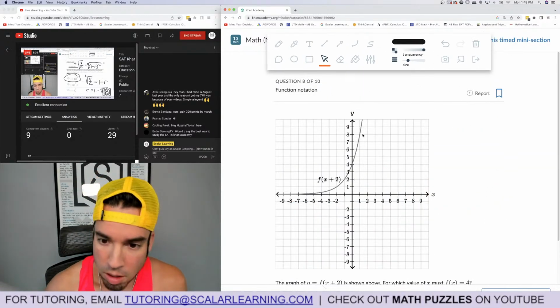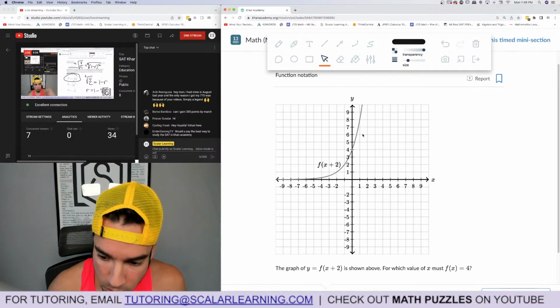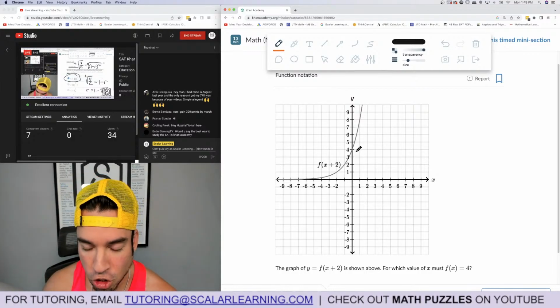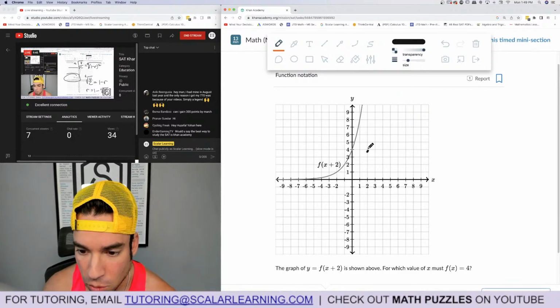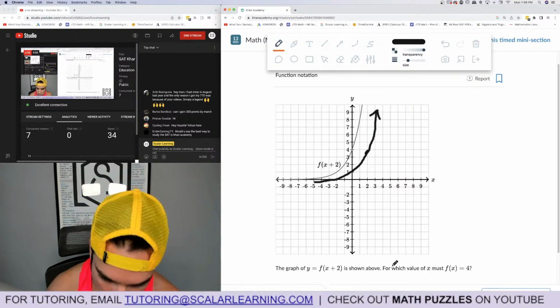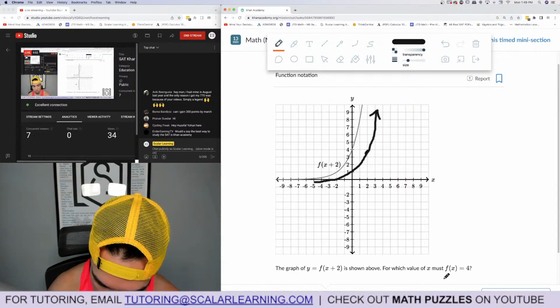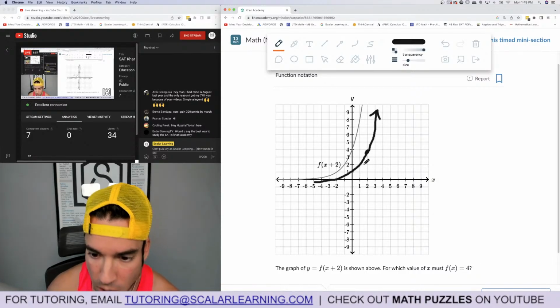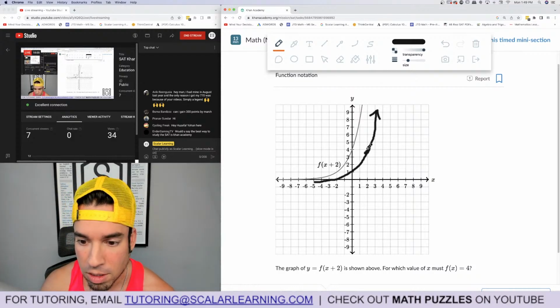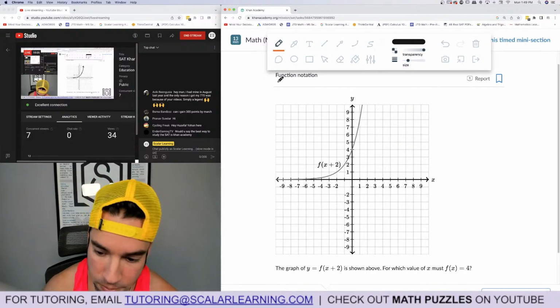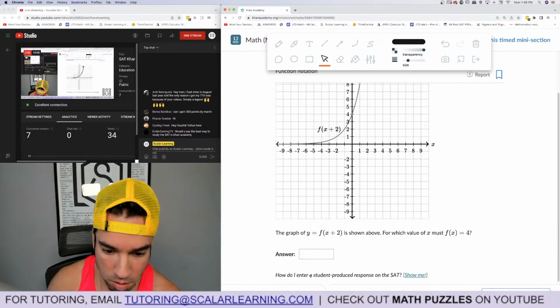All right. The graph of f of x from above. Okay, so this is the graph of f of x. They've been doing this a lot on these tests, I've noticed. This is the graph of f of x plus 2, meaning it's the regular graph of f shifted 2 to the left. So the regular graph would look something like this. For which value of x must f of x equal 4? Well, it's 2. Look, literally how I drew it. This is f of x. This is when it equals 4. Boom. Had a pretty good drawing. That's it. Okay, 2.